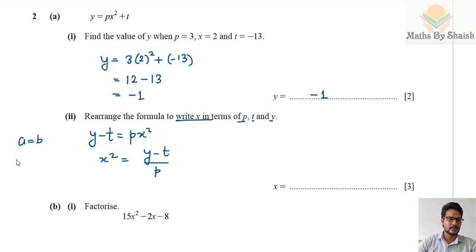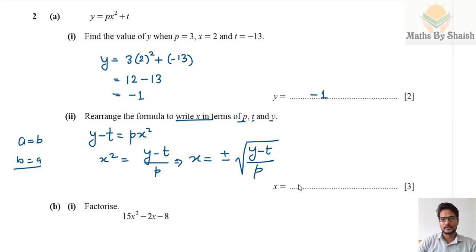When a equals b, we can write b equals a. That's why I wrote x square on the left hand side. And then we will write from here x as plus or minus, because it's a square, plus minus the square root of y minus t upon p. So that's the answer. Either plus or minus, both are acceptable.